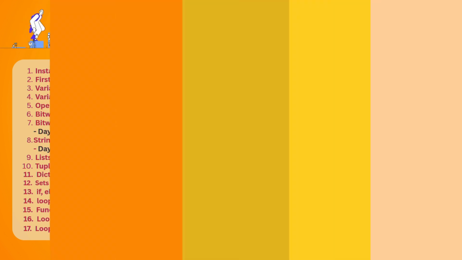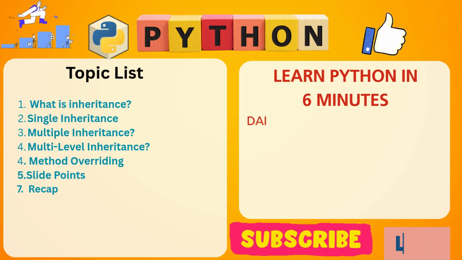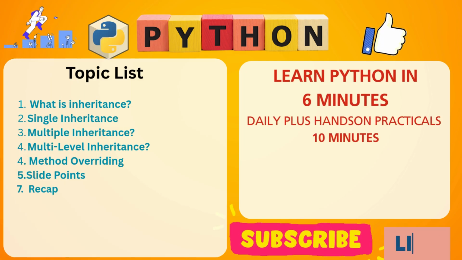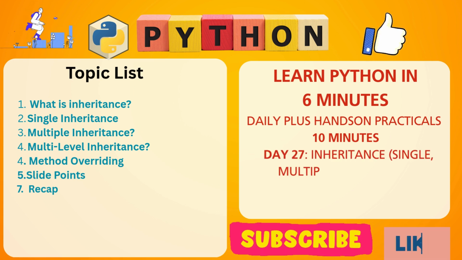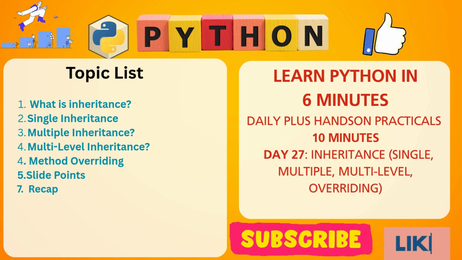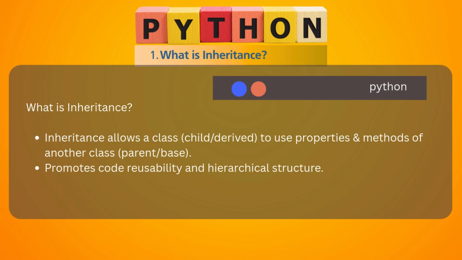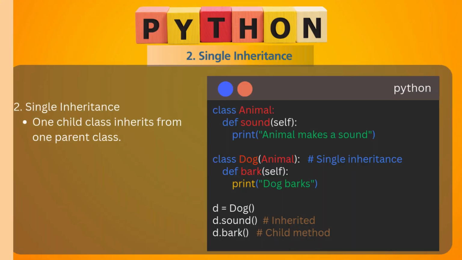Today, day 27 topic list: what is inheritance, single inheritance, multiple inheritance, multi-level inheritance, method overriding, slide points and recap. Okay, what is inheritance? Inheritance allows a class, that is child or derived, to use properties and methods of another class, parent or base. It promotes code reusability and hierarchical structure. This is called inheritance.